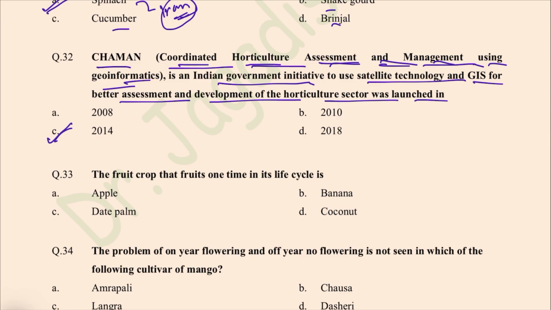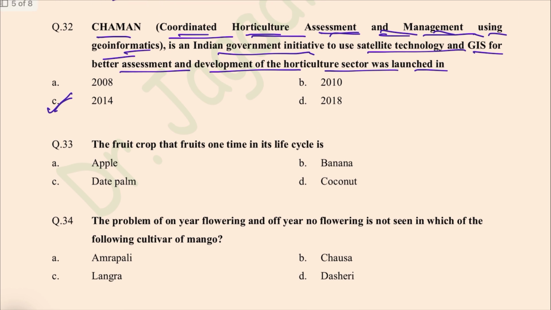The CHAMAN project relies on integrating two major technologies for crop assessment, that is remote sensing and GIS. The application of remote sensing and GIS in agriculture is a core component of precision agriculture. Next question. The fruit crop that fruits one time in its life cycle is called a monocarpic fruit, and an example of this type of fruit crop is banana.